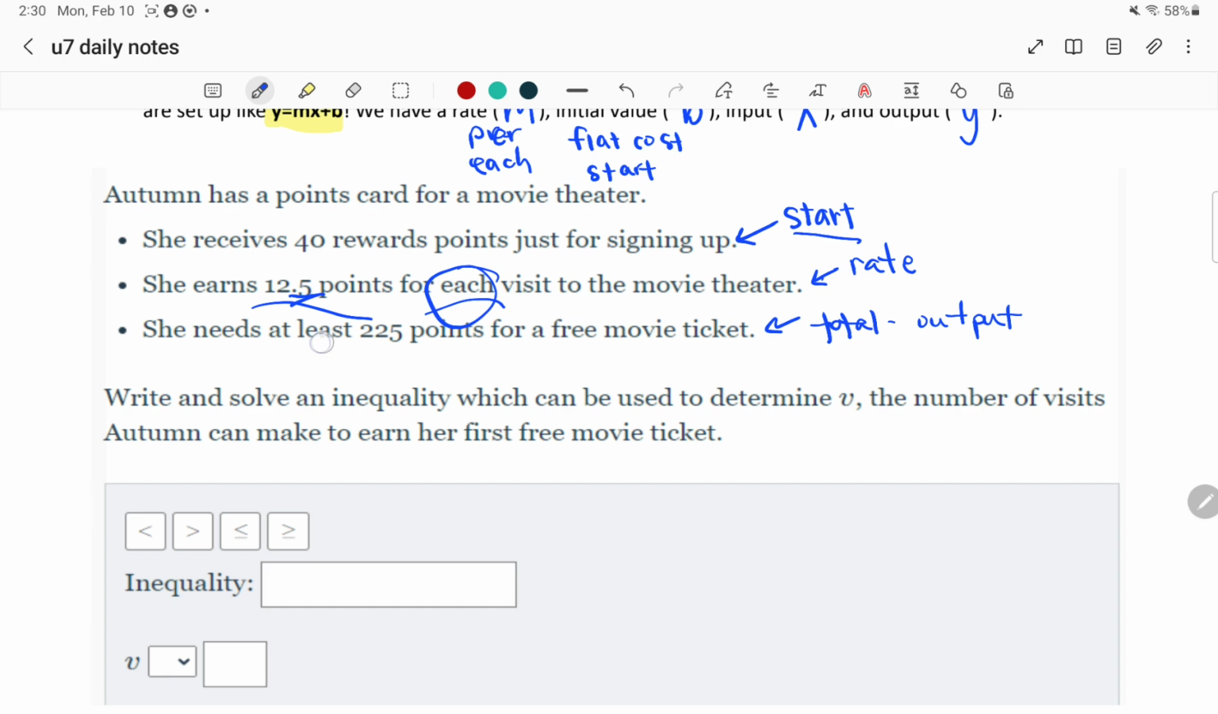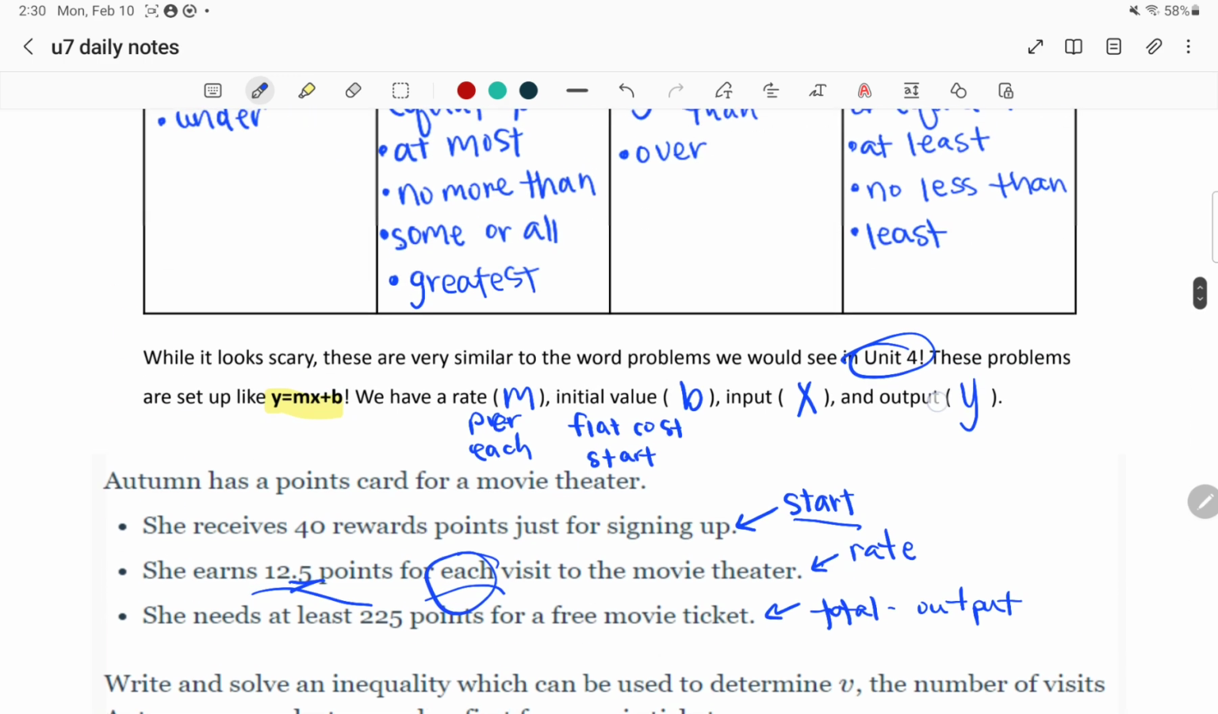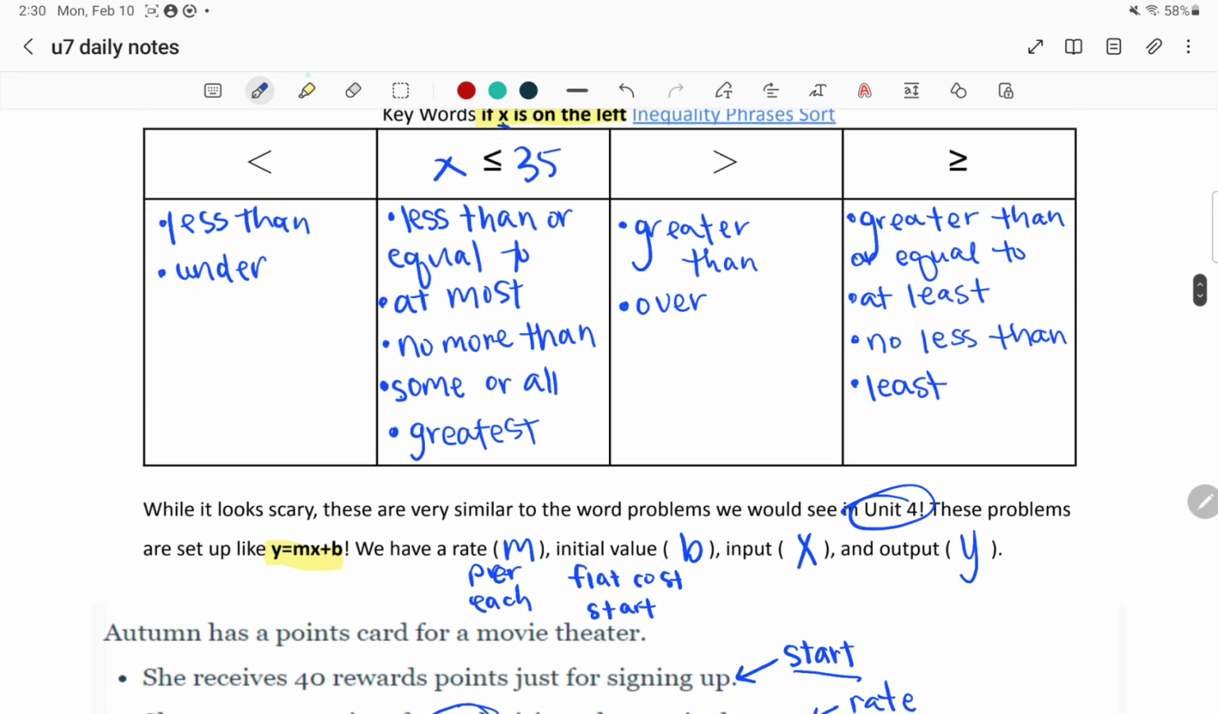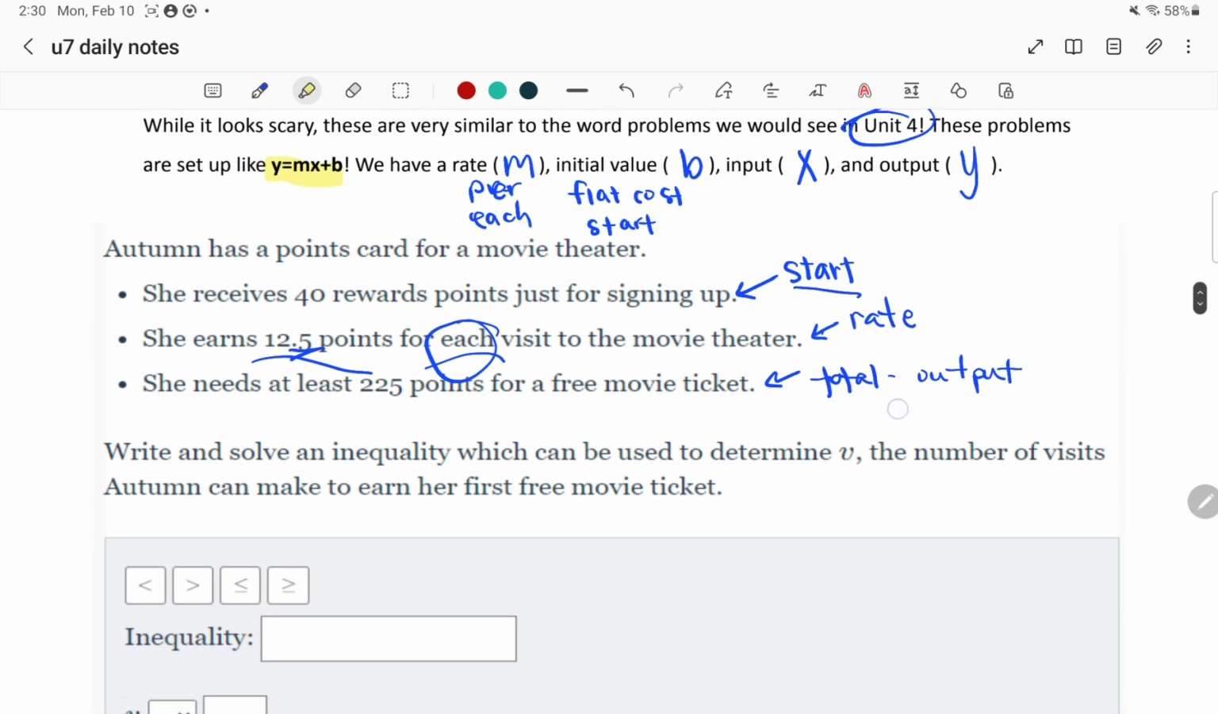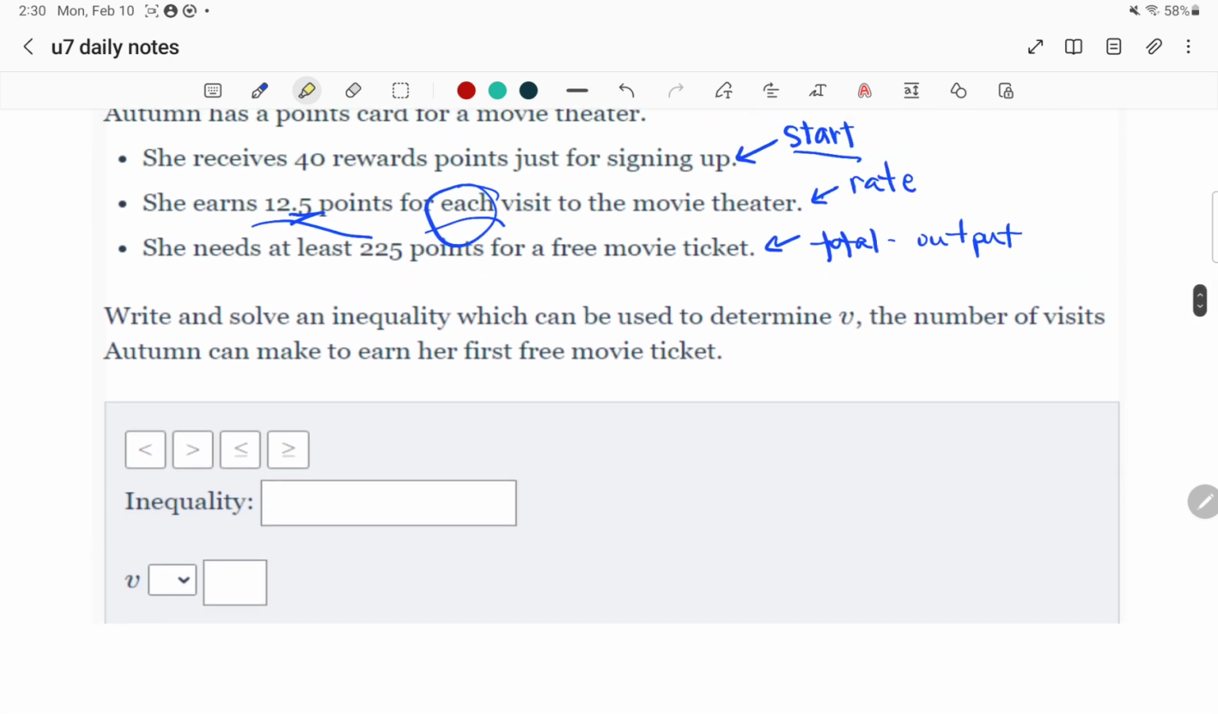Okay, and we said at least. I'm going to come up here and I'm going to be like, oh, whoops, sorry. At least means greater than or equal to, but only if I put X on the left. So that means if I put my total on the right and I put all the rest of this in the correct spots, so 40 plus 12.5, I want V.